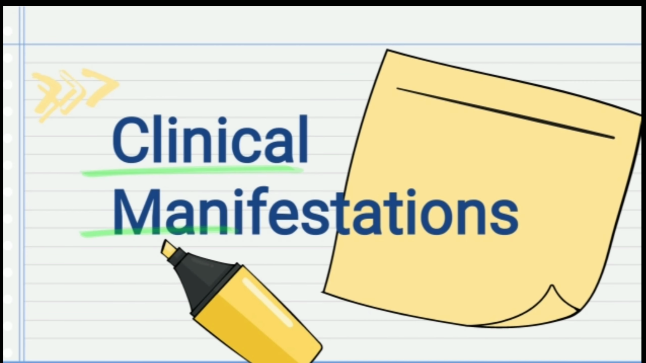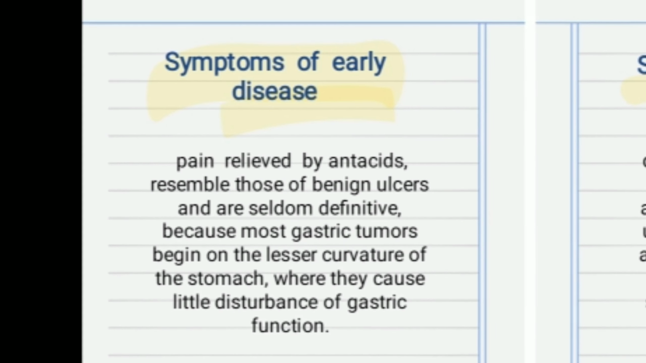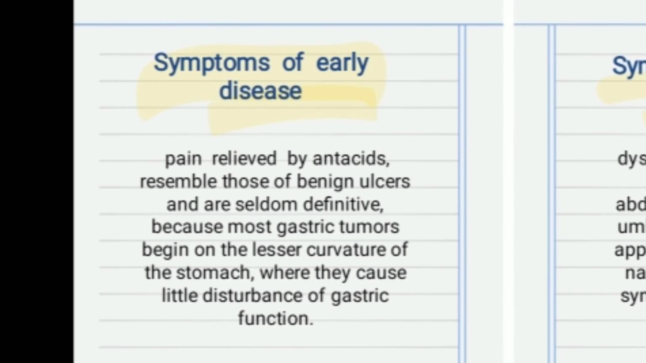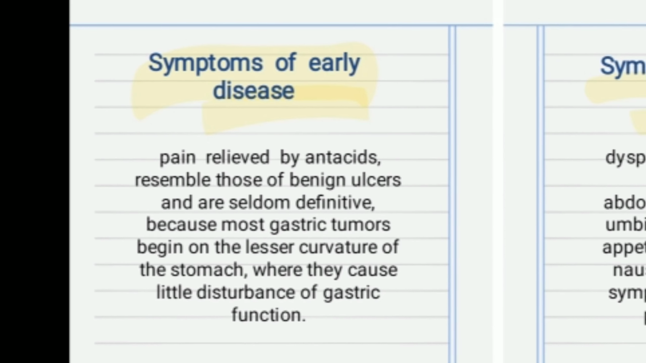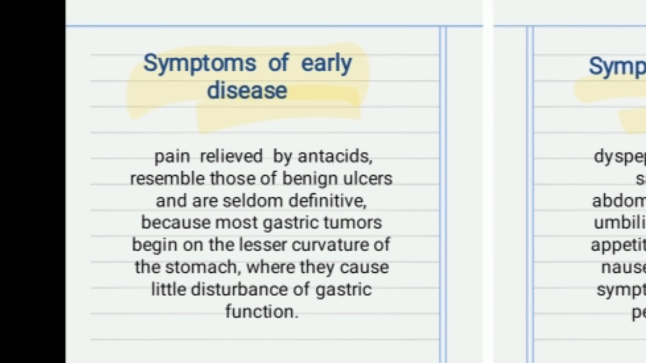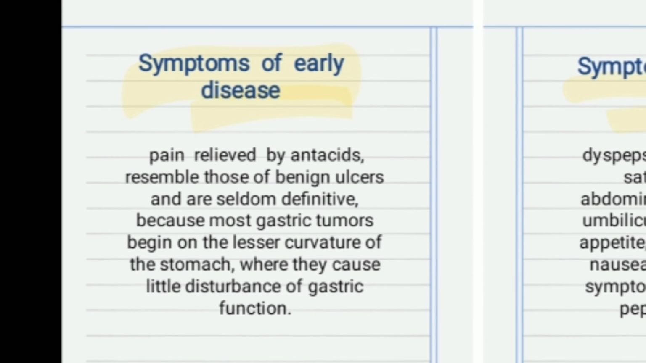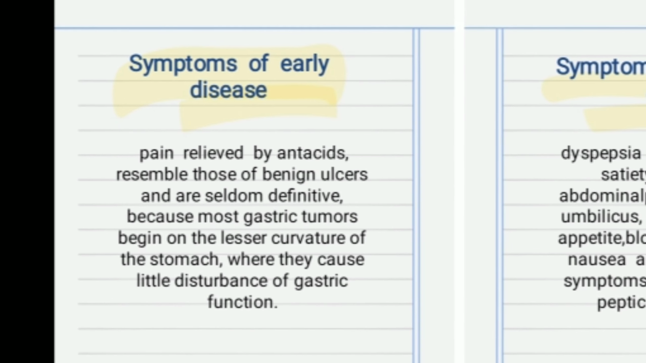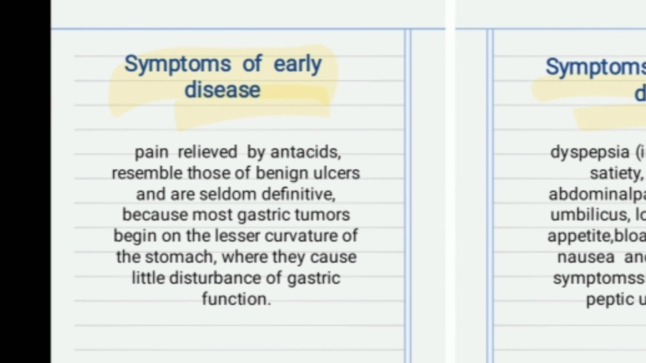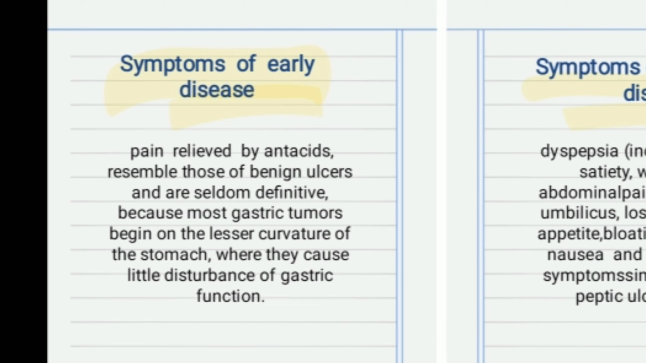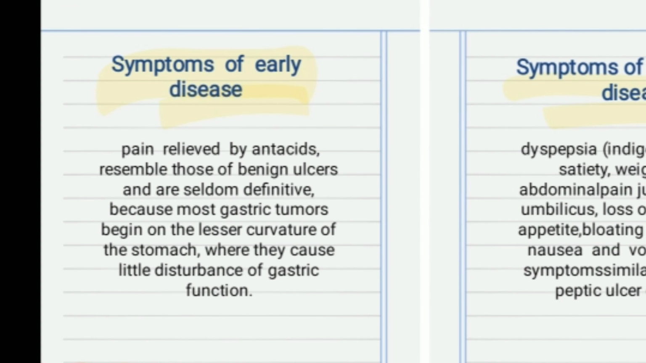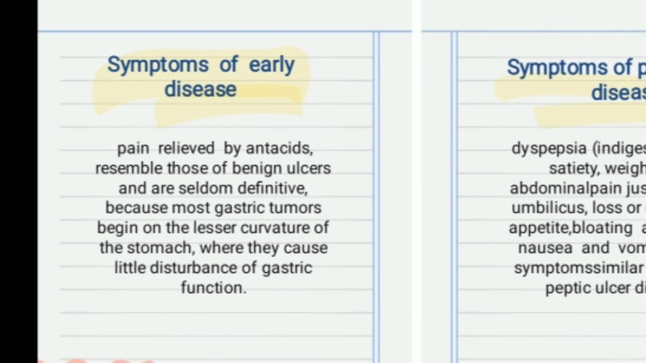What are the clinical manifestations of gastric cancer? So the symptoms of gastric cancer are classified into two: the symptoms of early disease and the symptoms of progressive disease. First are the symptoms of early disease, such as pain relieved by antacids, resembling those of benign ulcers, and are seldom definitive because most gastric tumors begin on the lesser curvature of the stomach, where they cause little disturbance of gastric function.